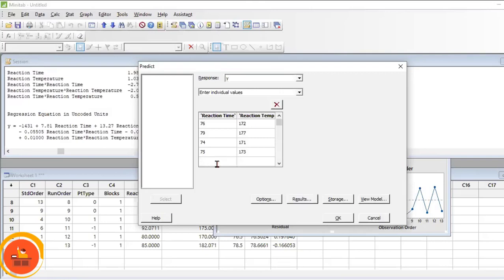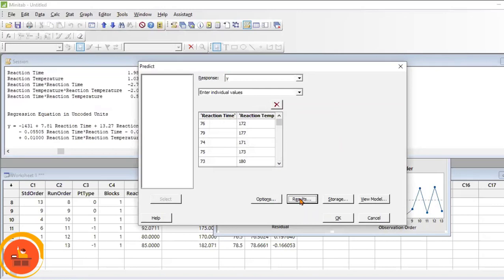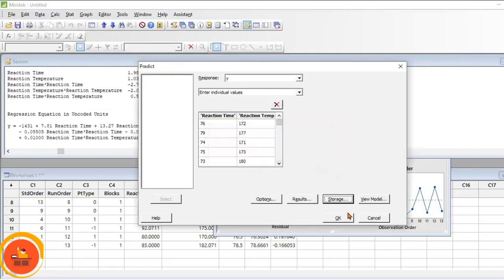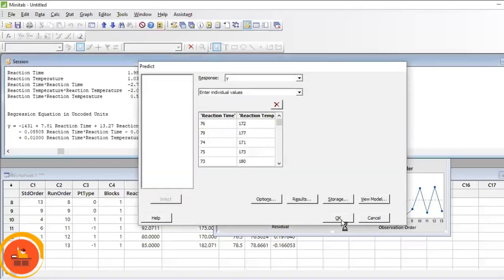Sorry, it is 73 and here it is 180. I will take it like that. I have taken some individual values, options, confidence level as this, and here I will select the results: regression equation, storage. I will take the predicted fits, confidence fits, and prediction limits also. Let's see how they think, and view model. These terms have to be added, and then press OK.